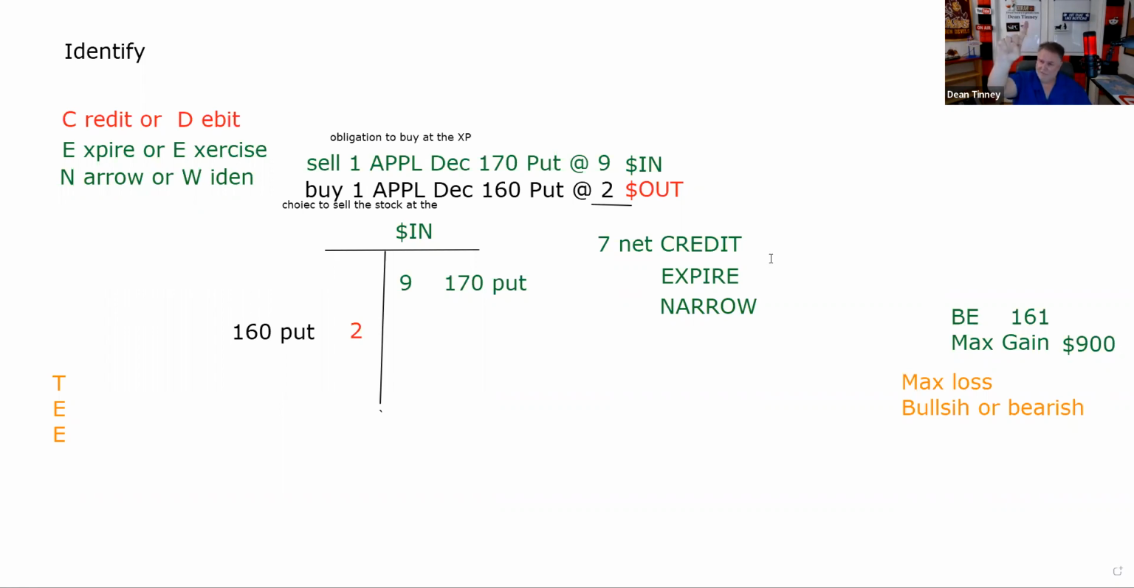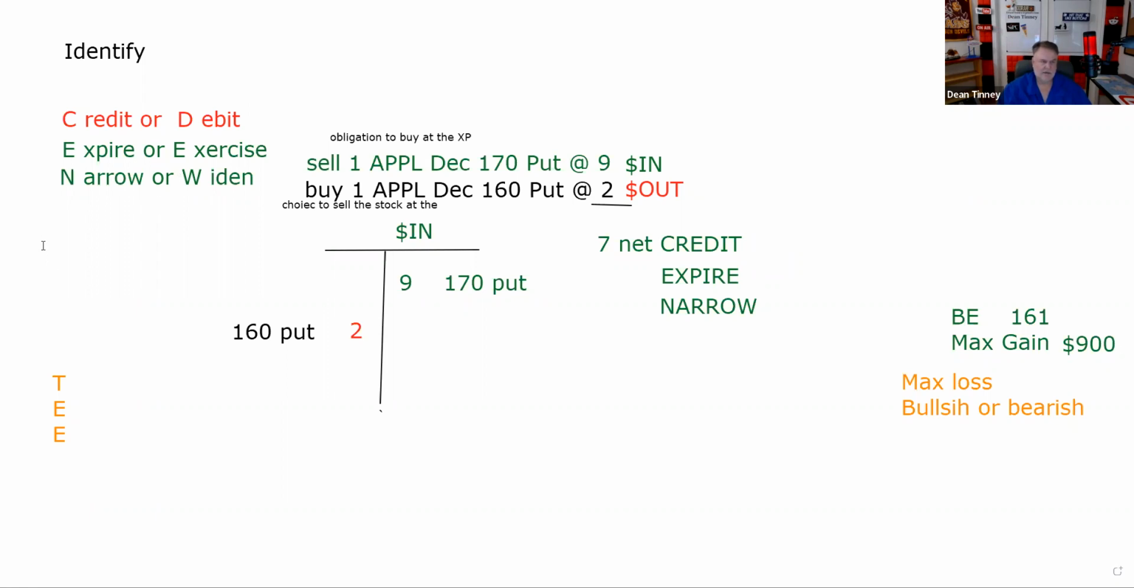You've got to be able to identify it. It's a spread. You have to be able to determine credit or debit. We said credit. You've got to be able to determine expire or exercise. We said expire. You've got to be able to do widen or narrow. We said narrow. We're halfway home on all the things they want to know about a spread on your exam. So the next thing we've got to do is max gain, max loss.